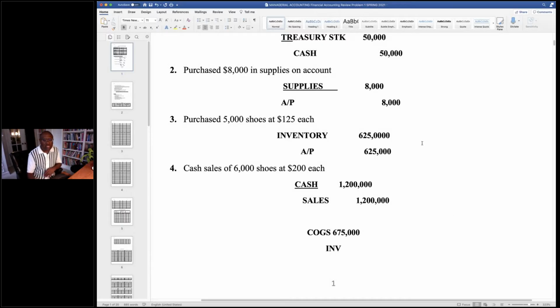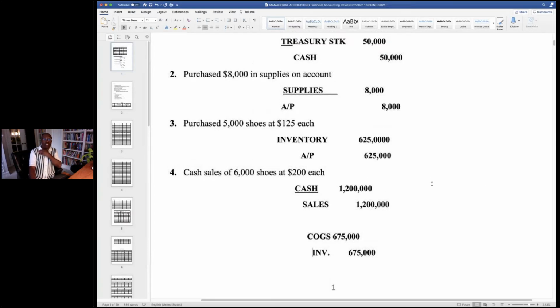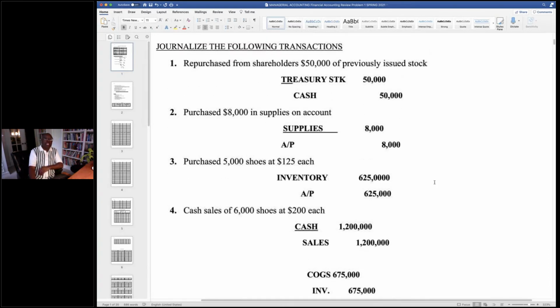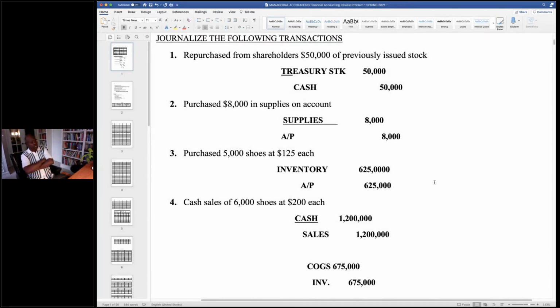When we buy the item, we debit it, we put it in inventory, but when we sell it, we credit inventory, and for the same amount. When you're making journal entries, you have both a debit and a credit, and they must be equal. The debits and credits have to be equal. And of course, we've got to post these amounts. Any questions on these first four journal entries?